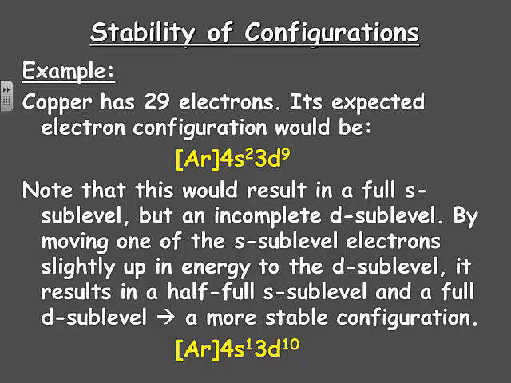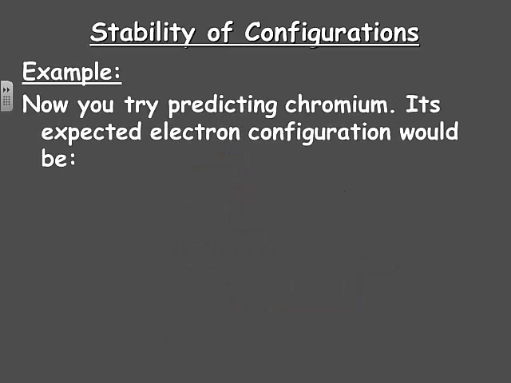What we end up with is a 4s sublevel that is half full and a 3d sublevel that is completely full. So we have both a half full and completely full, giving extra stability. Now let's try chromium. See if you can predict what the electron configuration would be. What's expected would be the noble gas inner core that looks like argon's electron configuration, followed by 4s2, 3d4.